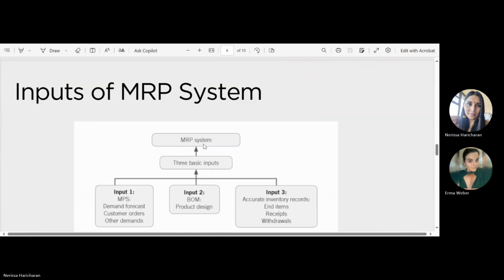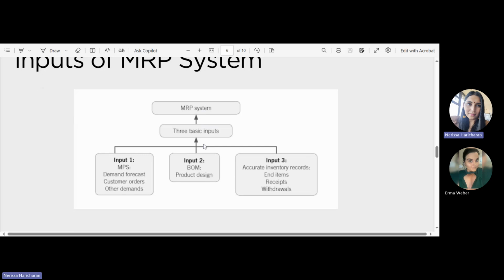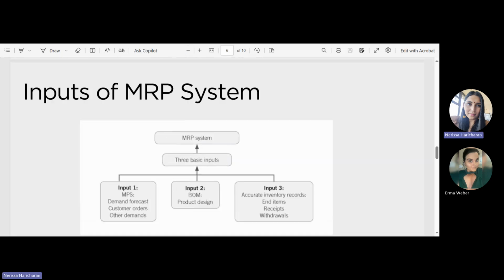Okay. Then we want to look at the inputs of your MRP system. There are three basic inputs. Input one is your MPS. Input two is your bill of materials, your BOM. And input three is your accurate inventory records.